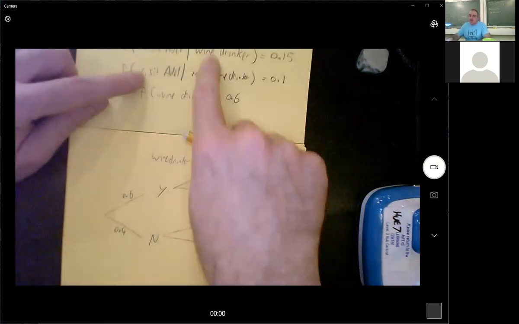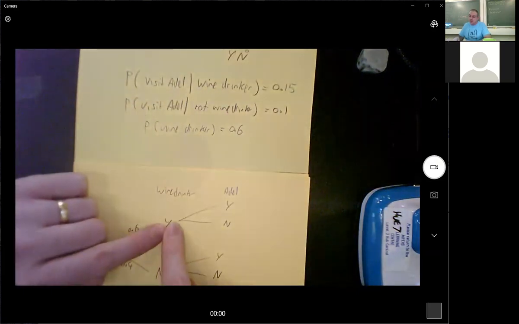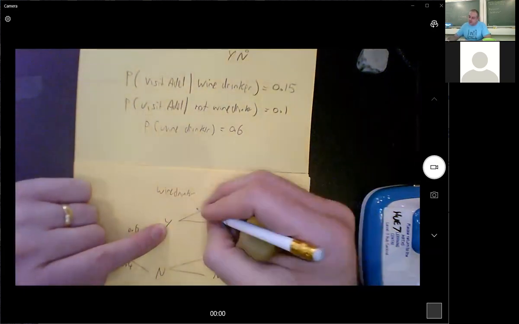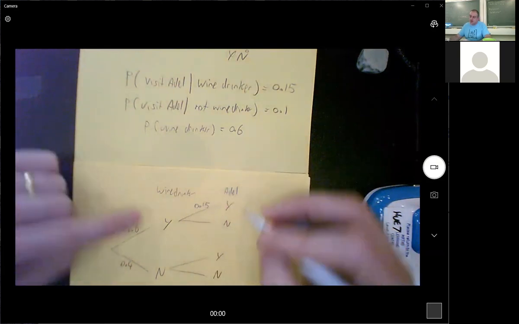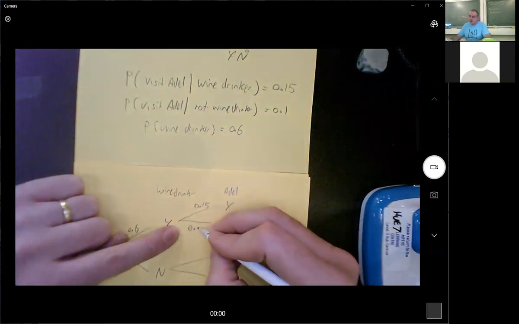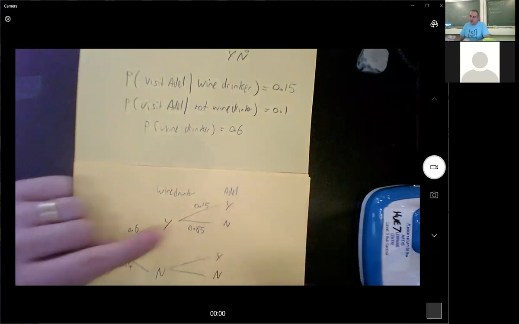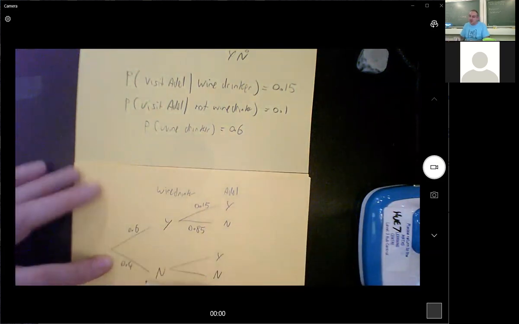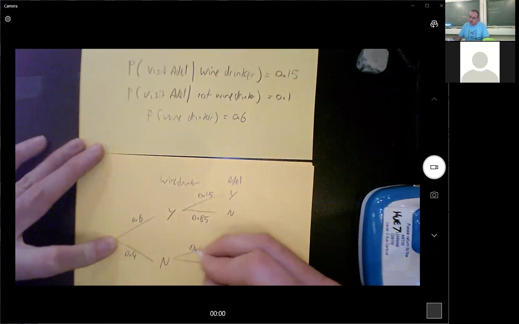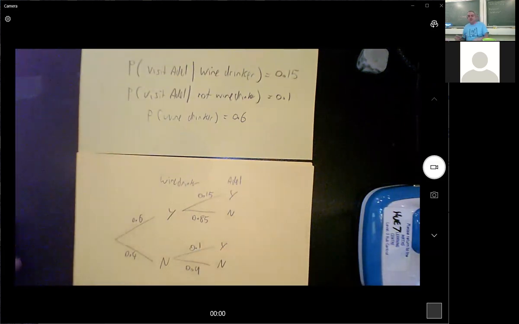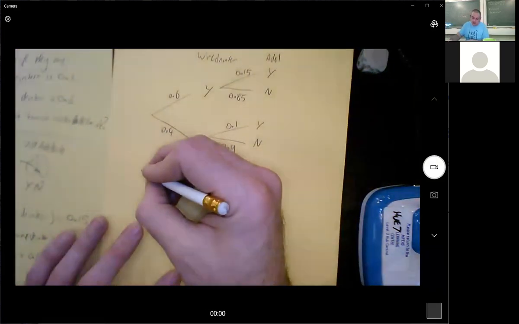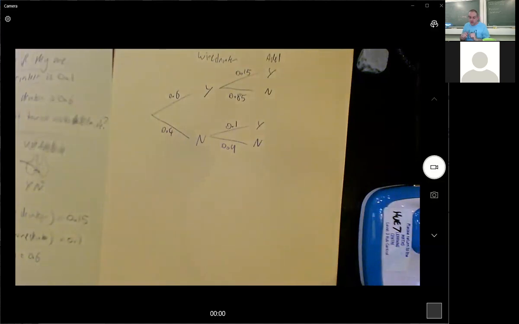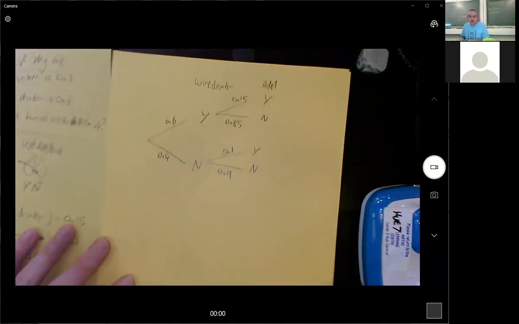And so given that they're a wine drinker, that's here, the probability that they visit Adelaide is 0.15. And so the opposite probability should be 0.85. And given that they're not a wine drinker, the probability that they visit Adelaide is 0.1. So the opposite probability should be 0.9. So I should write down some of those calculations I did. I don't know if any of that's important yet, so I might just deal with it later and write them down when I get to them.